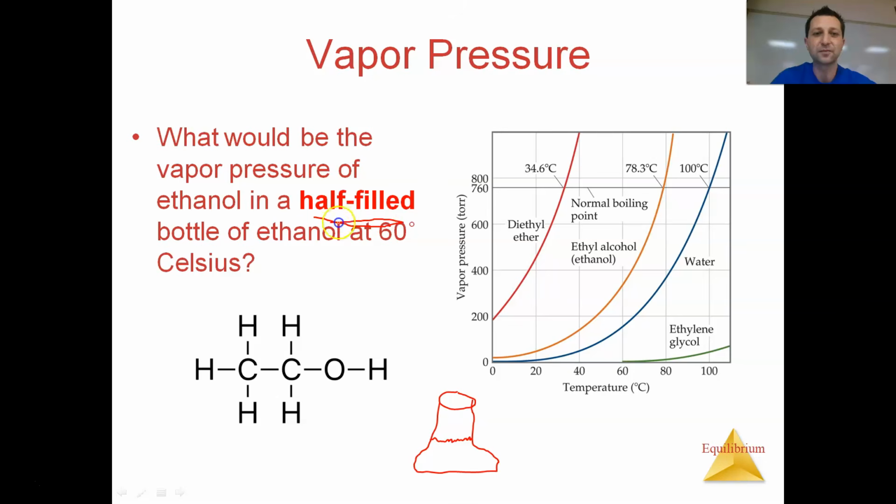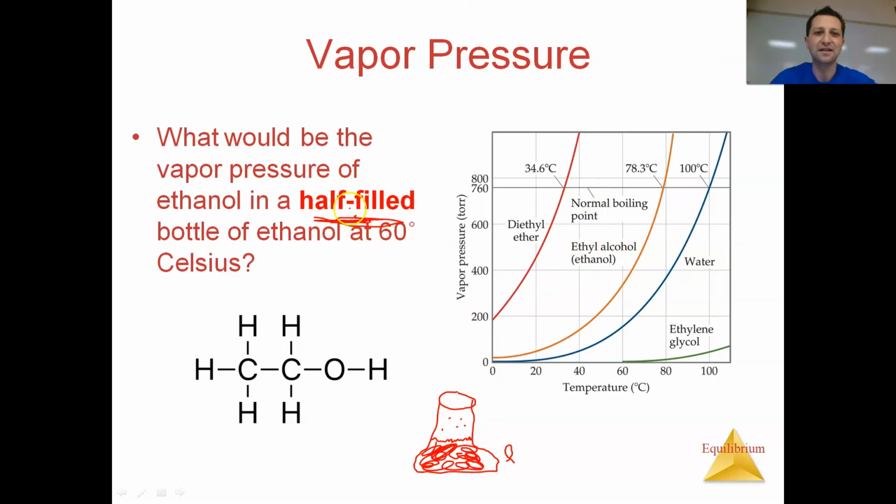That's important because what does half-filled mean? Half-filled means we have half of it in the liquid state and the rest of it in the gas state. That means we have a saturated solution, which means we have liquid to gas and gas to liquid occurring at the same rate. So we have a vapor pressure. This graph gives us the vapor pressures of saturated systems.